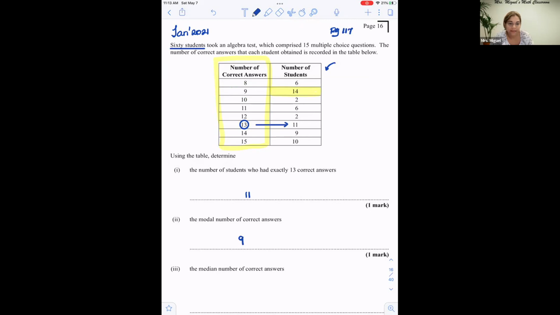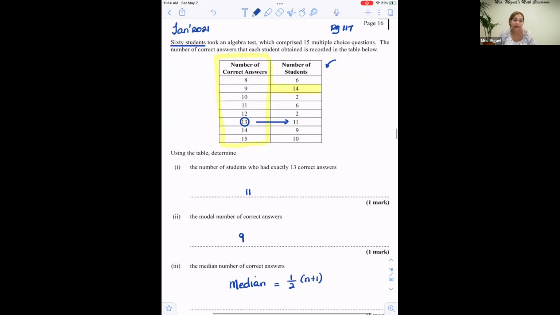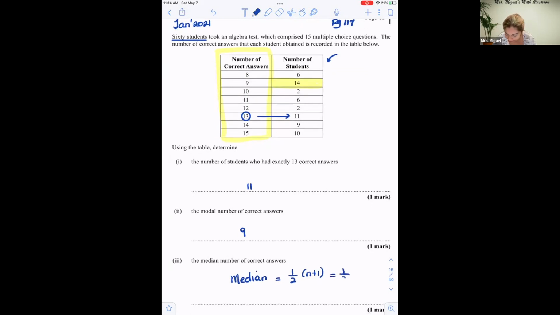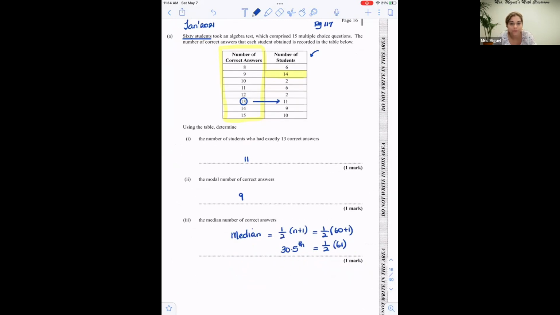Because the data here is ungrouped, the median is a half of n plus 1. When the data is grouped, we will use a half n. So it is a half of 60 plus 1, which is a half of 61. The median is 30.5. So we're looking at the 30.5 value. So we're going to do this the long way and we're going to do it the short way.